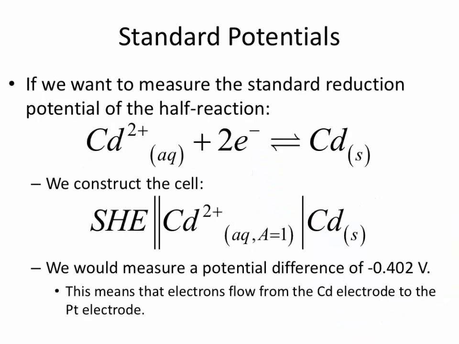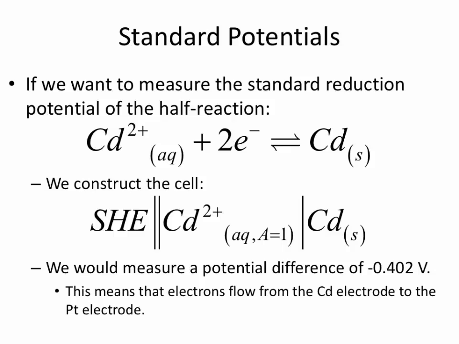Now suppose that we want to measure the standard reduction potential of the half reaction given here, where we have our cadmium 2+ reacting with 2 electrons to give us our cadmium solid. So we can construct our cell with a standard hydrogen electrode, a salt bridge, and then our aqueous cadmium with an activity of 1, reacting to give us our solid cadmium.